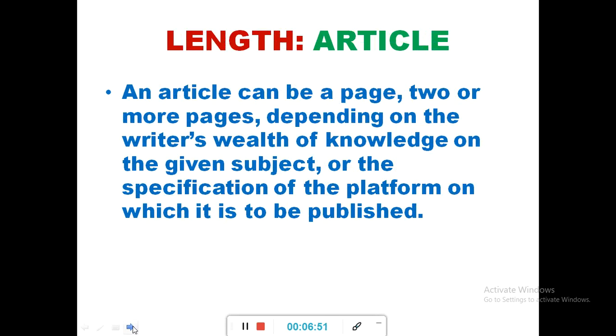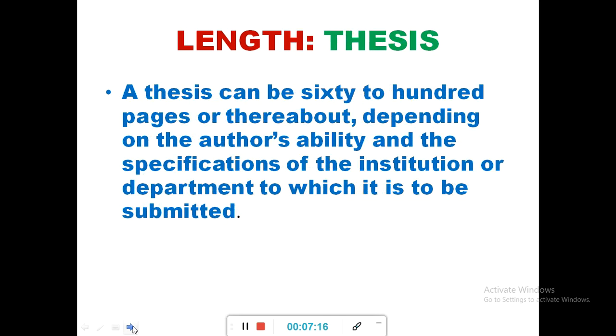Now let's look at the length of the article versus the length of the thesis. An article can be a page, 2 or more pages, depending on the writer's wealth of knowledge on the given subject, or the specification of the platform on which it is to be published. So the length of an article is quite shorter than the length of a thesis.